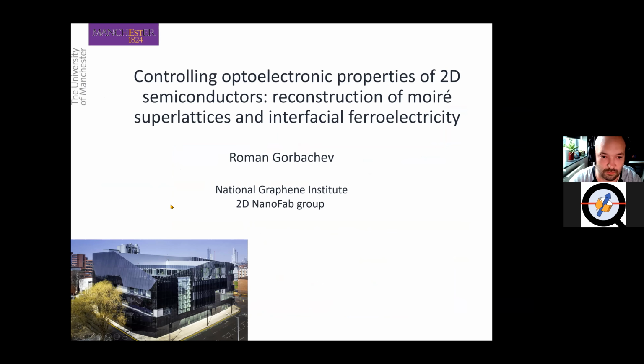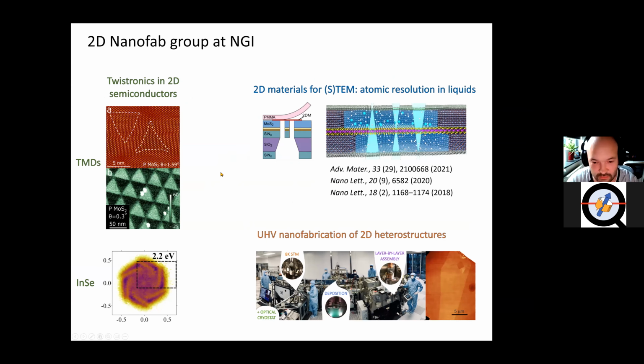The activity of the group can be basically described in three large directions. So the first direction is optoelectronic properties of 2D materials, primarily TMDs, and also a lot of work on indium selenide. That is what I'm going to talk today about.